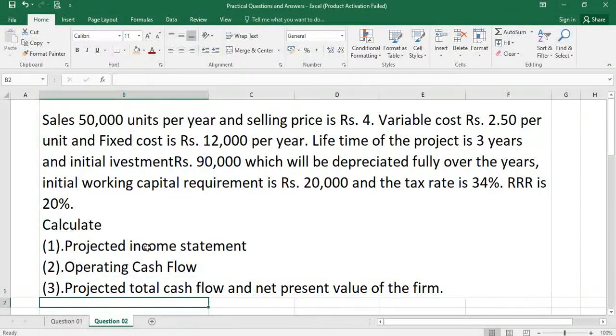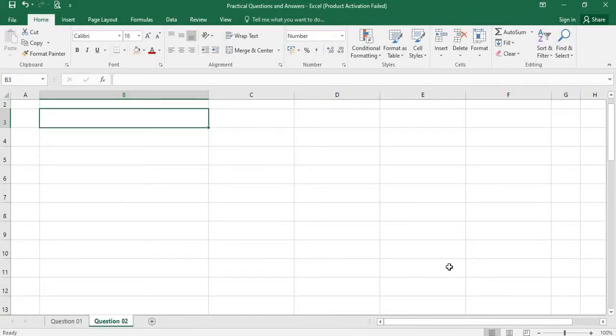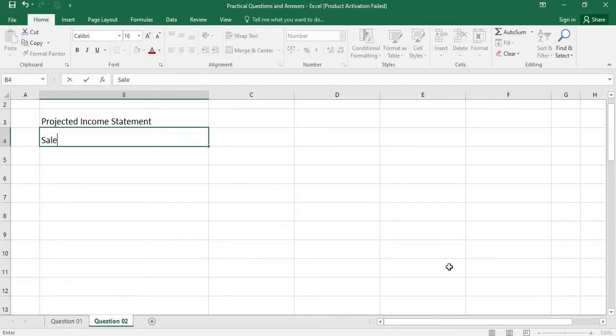What is required? First, it is asking to calculate the projected income statement or pro forma income statement. Secondly, operating cash flow. Third, projected total cash flow and NPV of the firm. Let's do this question. First, the projected income statement. In the income statement, we have the sales value here, 50,000 units into 4 rupees.